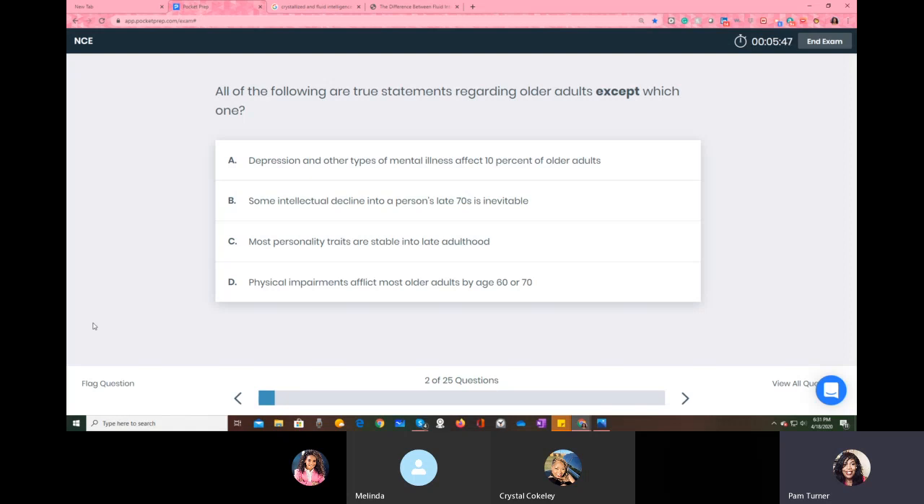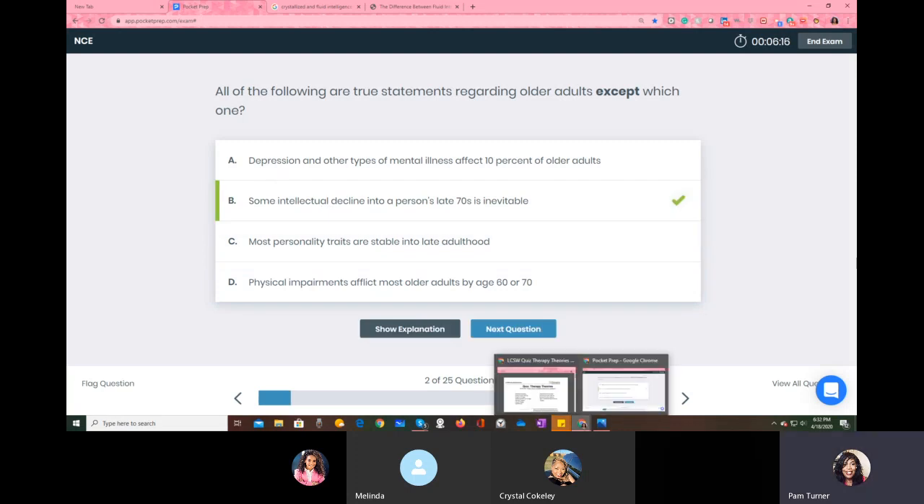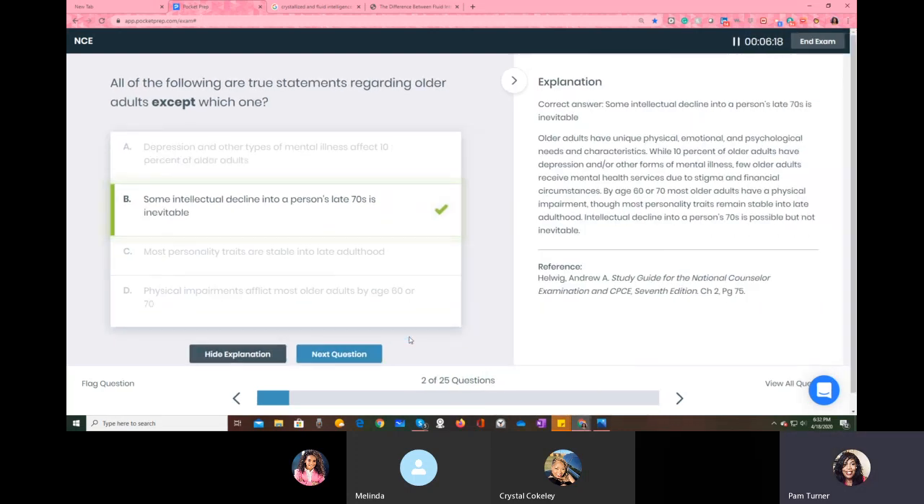Physical impairments afflict most older adults between the ages of 60 to 70. So now we are down to, I think, B and D. So B, some intellectual decline in the person's late 70s is inevitable, or D, physical impairment afflicts most adults between the ages of 60 and 70. We're going to go with B. Bingo. It's not inevitable.